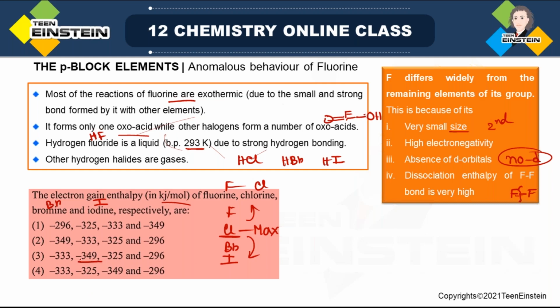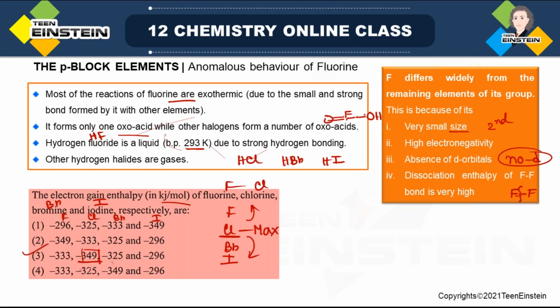-349. Only in option 3, the value for fluorine, because the order is first F, then Cl, then Br, and then I. So this value is maximum. So without looking at other values, this much information is enough to choose the right option, -349.